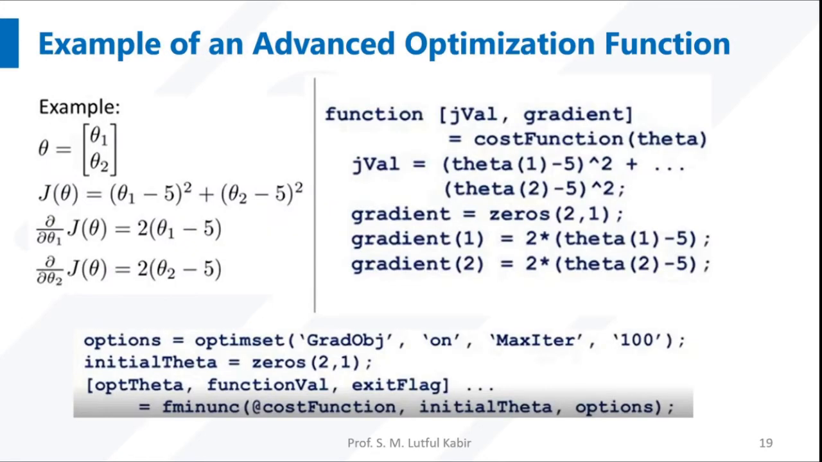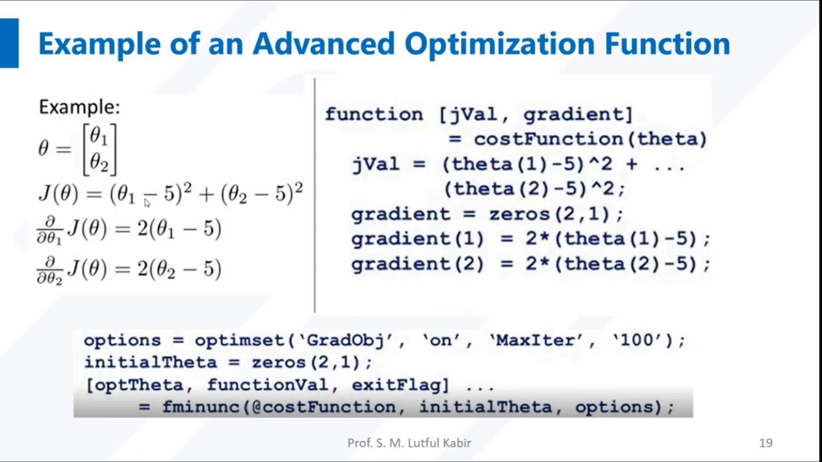Let us now discuss the use of an advanced optimization function in Octave. Let us take an example of a vector having two elements, theta 1 and theta 2. Like in our case, it could be theta 0 and theta 1 for single input. So J(theta) may be expressed by this equation, just an example: (theta 1 minus 5) whole square plus (theta 2 minus 5) whole square. You can easily visualize that if theta 1 equals 5 and theta 2 equals 5, J(theta) becomes 0.